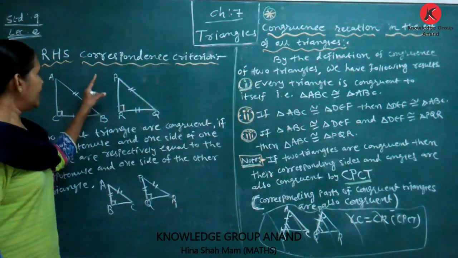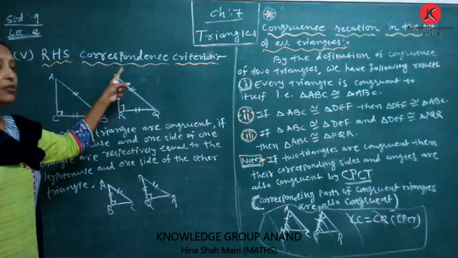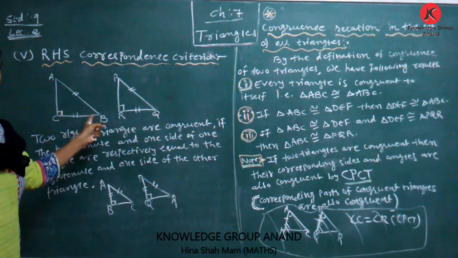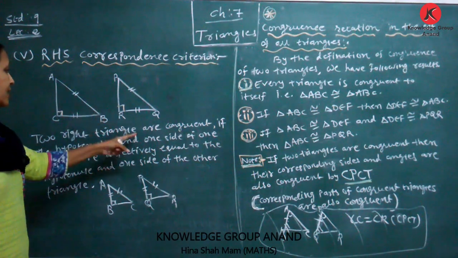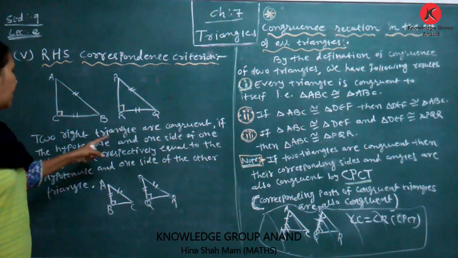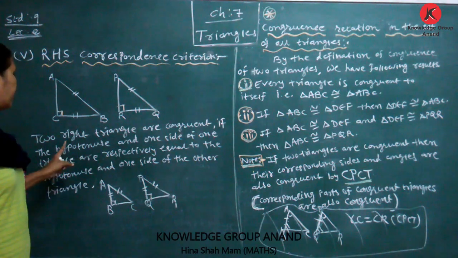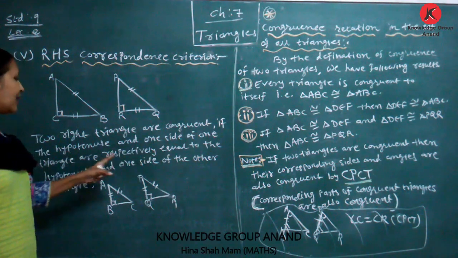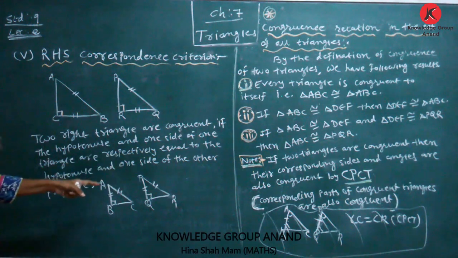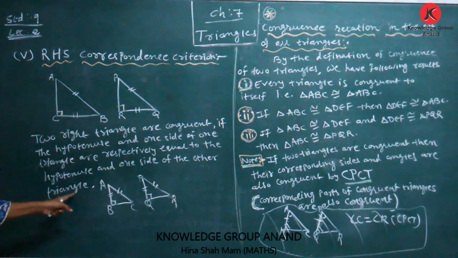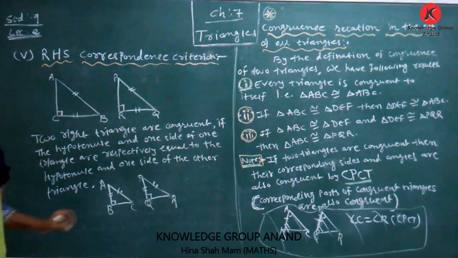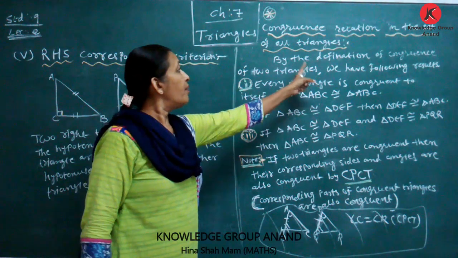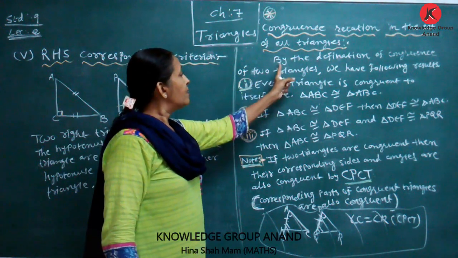Again, RHS congruence criteria. You write: two right triangles are congruent if the hypotenuse and one side of one triangle are respectively equal to the hypotenuse and one side of the other triangle. The congruence relation is the set of all triangles.